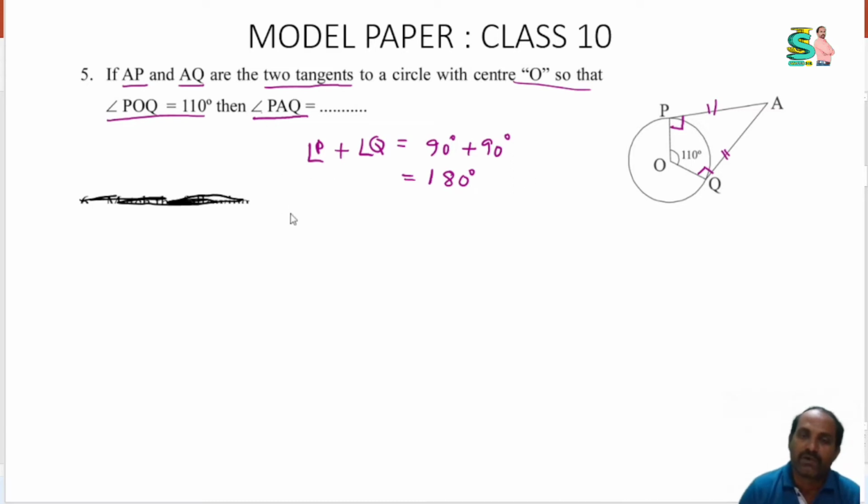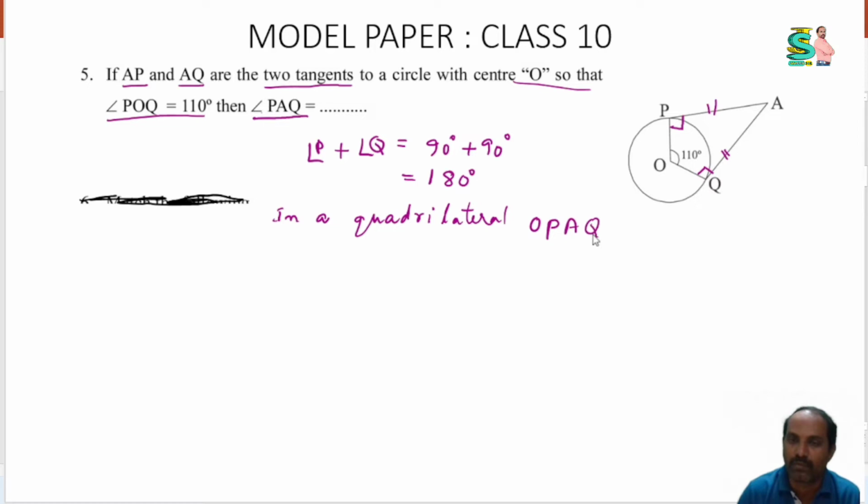So in the quadrilateral OPAQ, angle POQ plus angle PAQ is equal to 180 degrees. Why? Because the sum of the four angles is 360 degrees. But here 180 degrees is gone, that's why the remaining sum of the two angles is also 180 degrees.